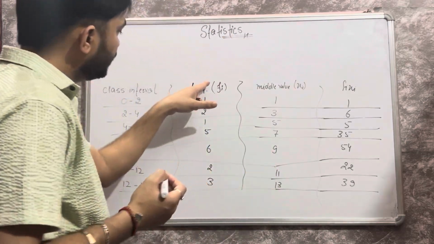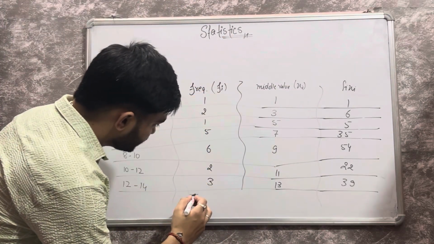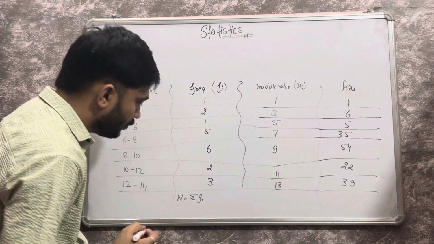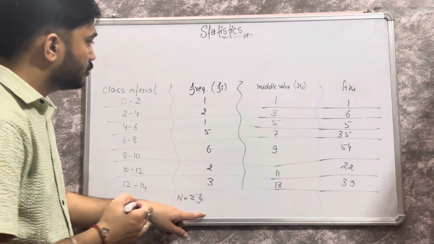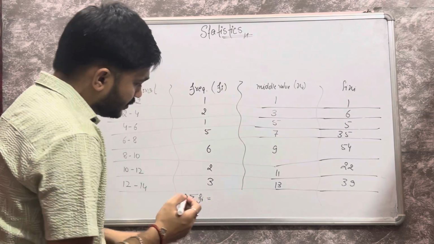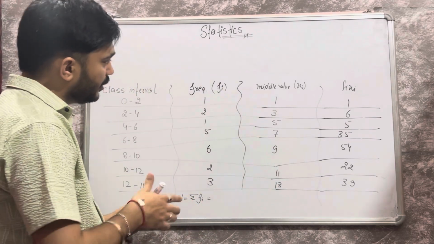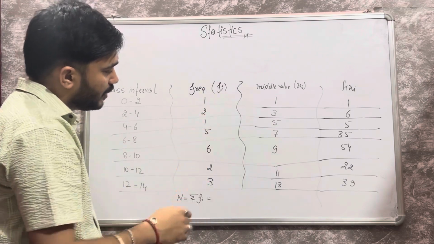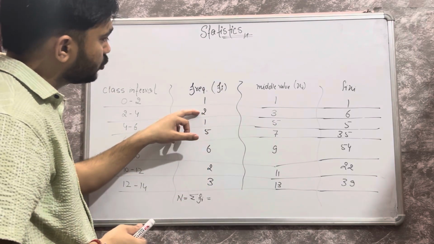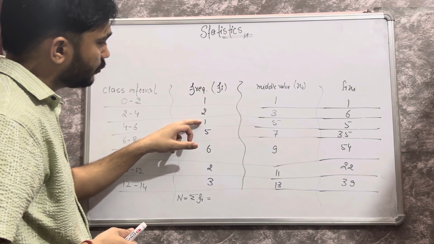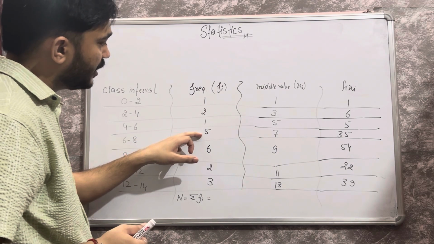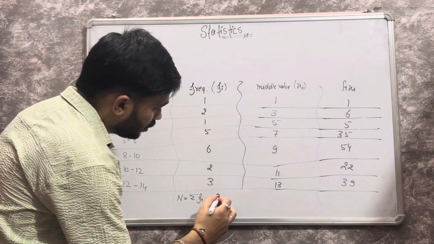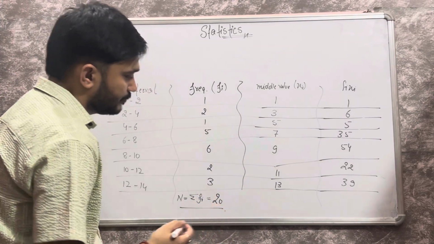Now the sum of fi is also known as the value of n. When you add all the fi, it is known as summation of fi. So adding this, we get 1 plus 2 is 3, 3 plus 1 is 4, 4 plus 5 is 9, 9 plus 6 is 15, 15 plus 5 is 20. So our n is 20 here.